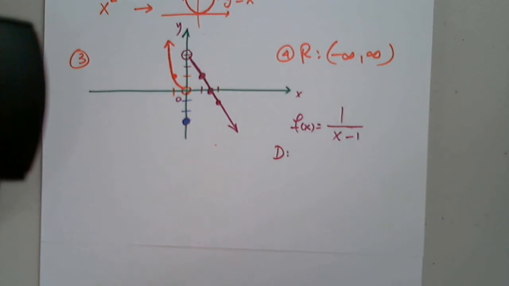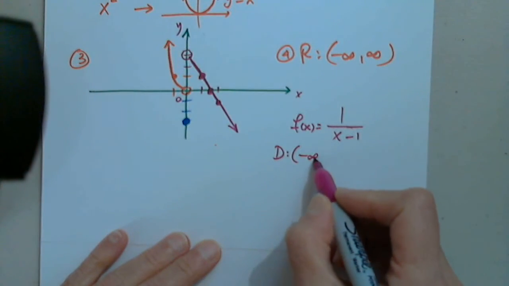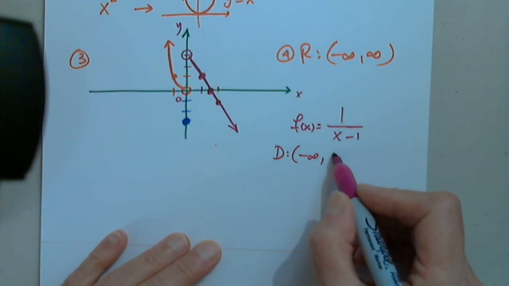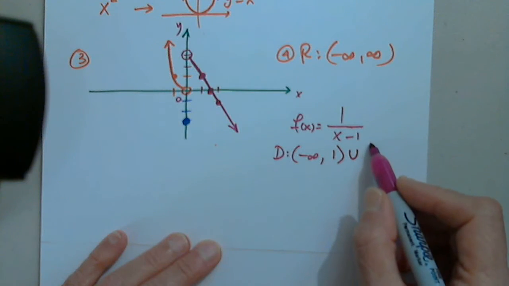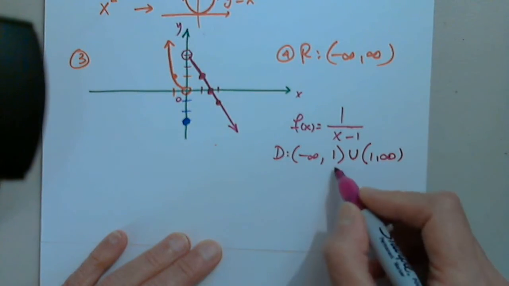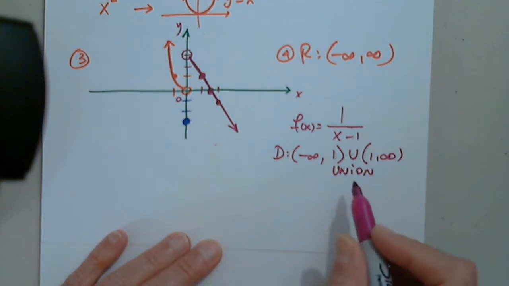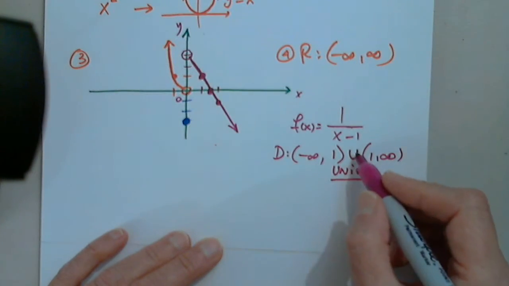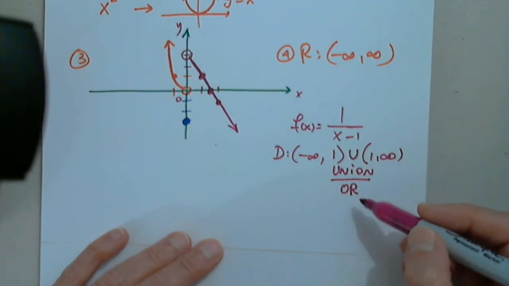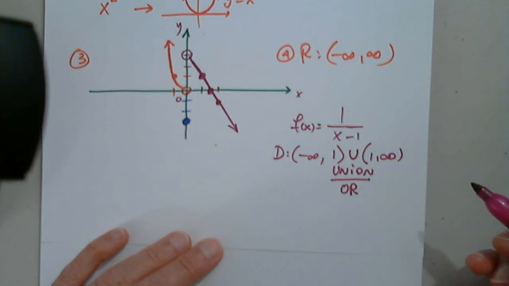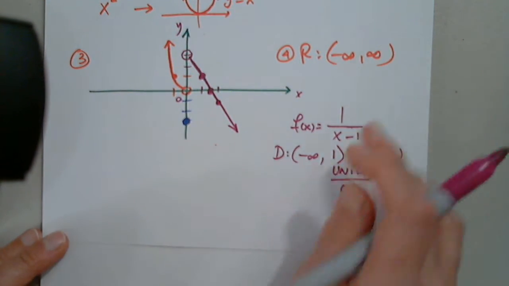The domain would be parentheses, negative infinity to 1. Excellent. Parentheses, and then that symbol that I don't know the name of. Union. Put together. It can be replaced by the word "or." So if you don't like the mathematical symbol, just write "or." Same thing. Perfect. Okay. So then for this situation, allow me to move on to the next page.